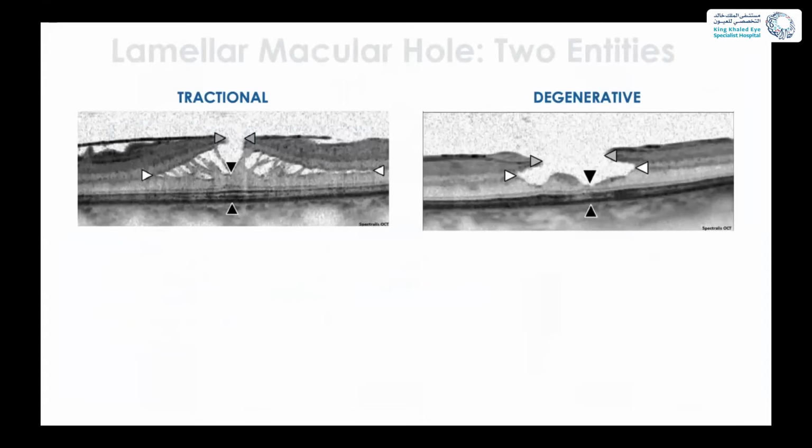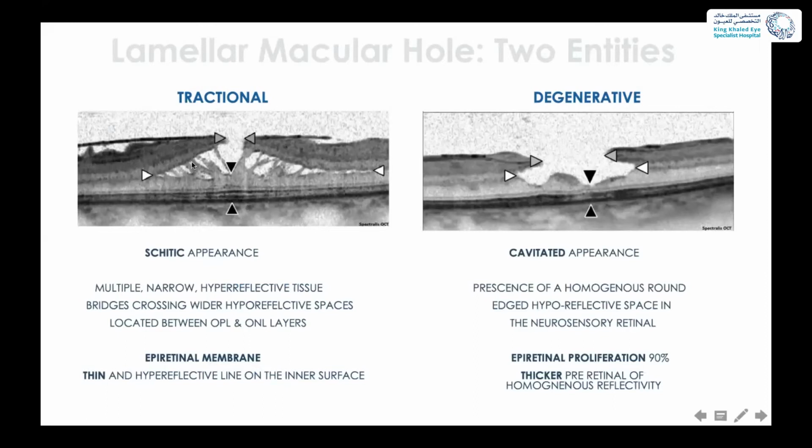The difference between these types is that the tractional has a schitic appearance, as you can see in the photo, but the degenerative type has a cavitated appearance. Also, tractional lamellar macular hole has an epiretinal membrane, as you can see in this photo. This epiretinal membrane is a thin, hyper-reflective line on the inner surface of the retina. But the degenerative type, more than 90%, have epiretinal proliferation. This epiretinal proliferation is a thicker pre-retinal material of homogeneous reflectivity. So there is a difference between these lamellar macular holes, which we'll see in the next slides.